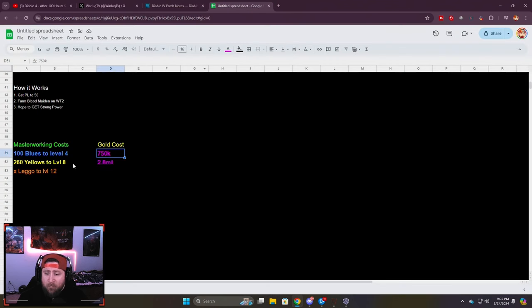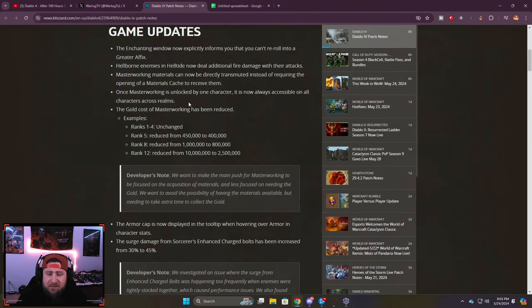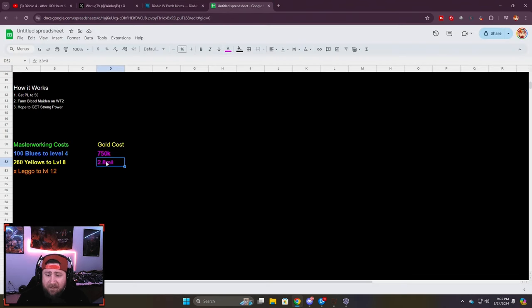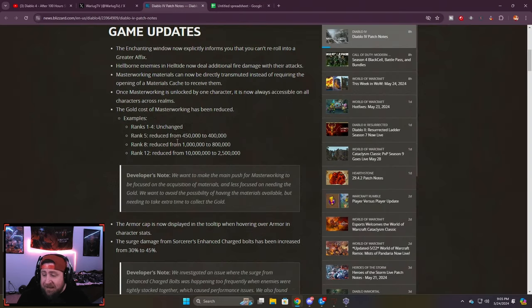Before, it was roughly 2.8 million in totality to go from 4 to 8. So now they've reduced, what, two ranks? The 5th rank is 50,000 less, so you're saving, what, 250,000? So now this is 2.55 million. So it's a little bit less. I mean, that's kind of nice.